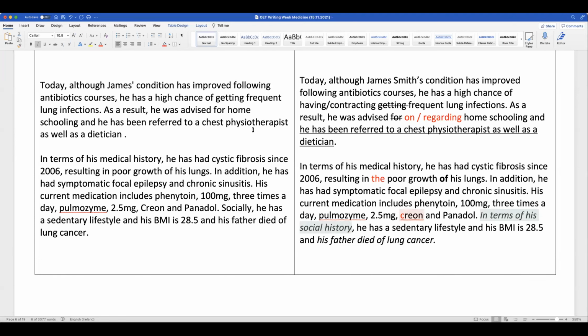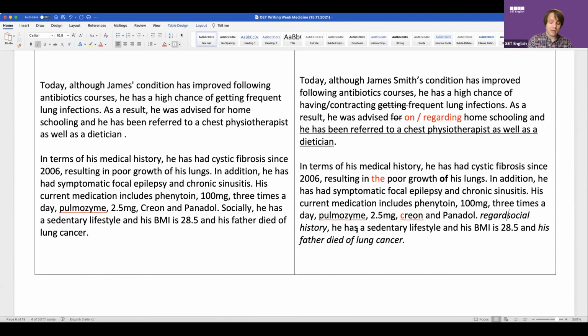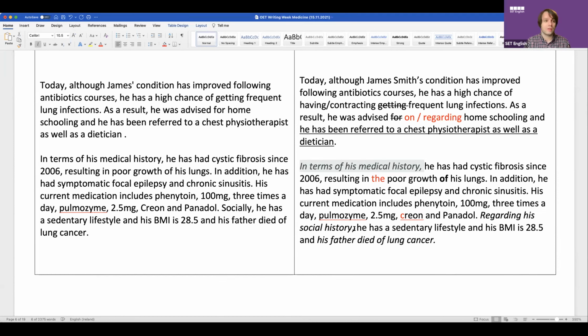Okay. Can we change it, for example, because we used "in terms" in the beginning, saying regarding his social history? Yeah, because we're repeating ourselves. Good point. So regarding his social history, notice how we always need these 2 phrases, guys, in a background paragraph, right? 1, I'll put it in a color, and then 2. He has a sedentary lifestyle, his BMI is 28.5, and please note that.